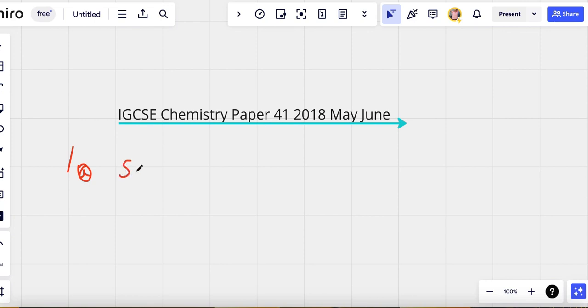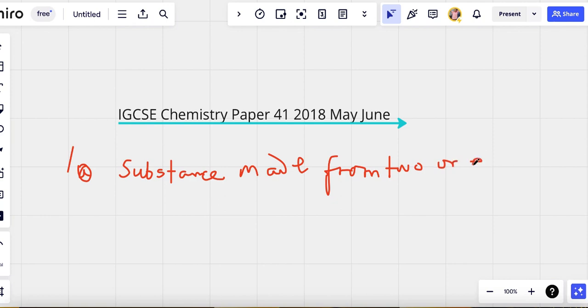A substance made from 2 or more elements. That's the first point. You must write 2 points to get the 2 marks. If you write only this, you get only 1 mark out of 2.